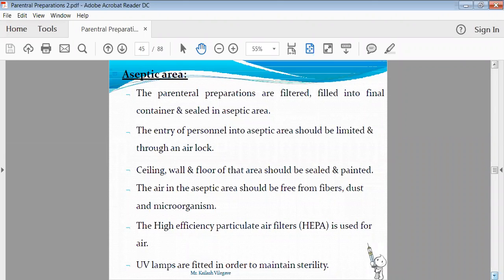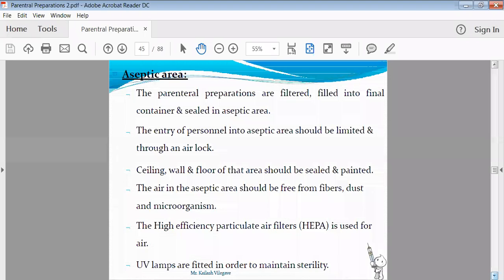Then whatever is present inside that aseptic area, like the ceiling, walls and floor, should be sealed with paint, and there should not be any place where dust, fibers and debris can settle. Generally, in this aseptic area, there should not be any corners, and it should be easy to clean and easily painted, so as to minimize dust, debris and foreign particles.